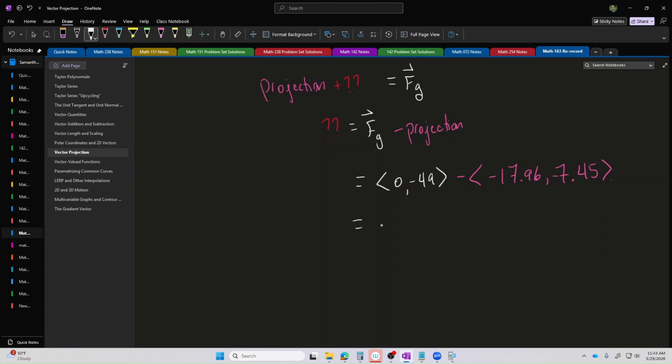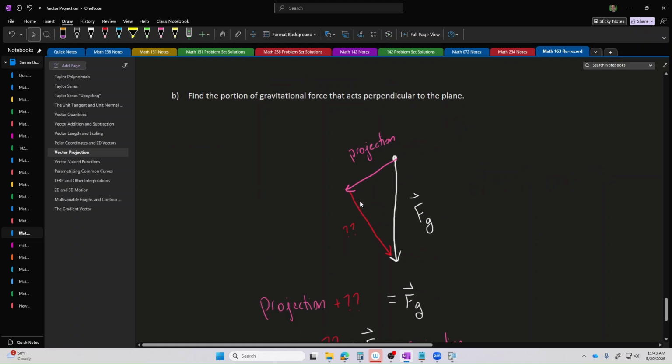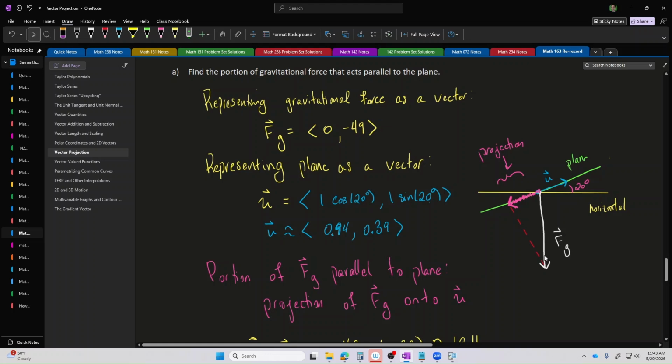So I get an answer of positive 17.96 and negative 41.55. So this vector points down because of the negative y component, and it points to the right because of the positive x component. That makes sense based on the picture, right? It makes sense based on the picture that this perpendicular portion points down and to the right. That makes sense based on the vectors in this image. That is where the perpendicular portion should be pointing.